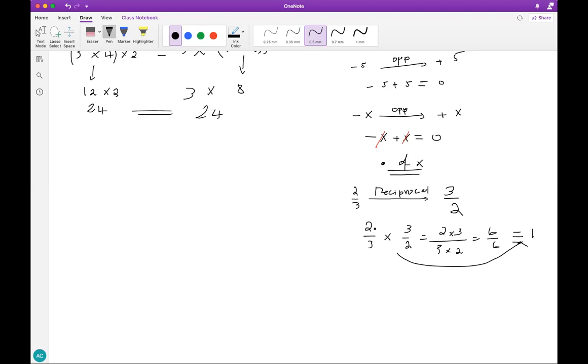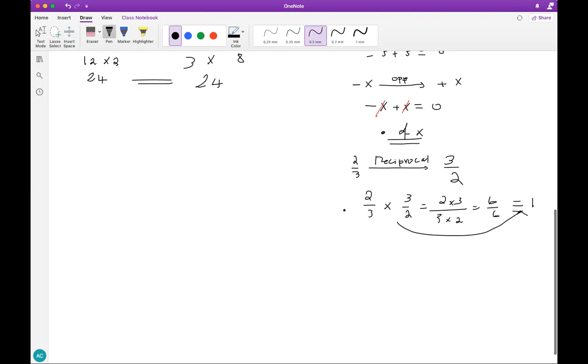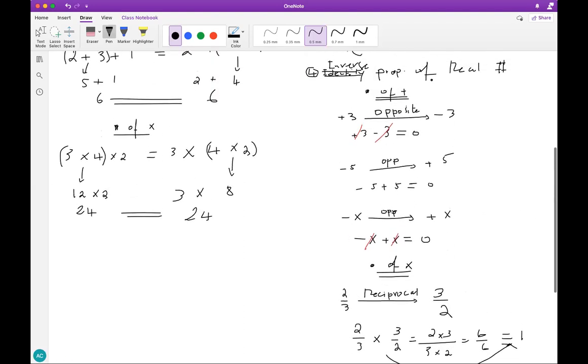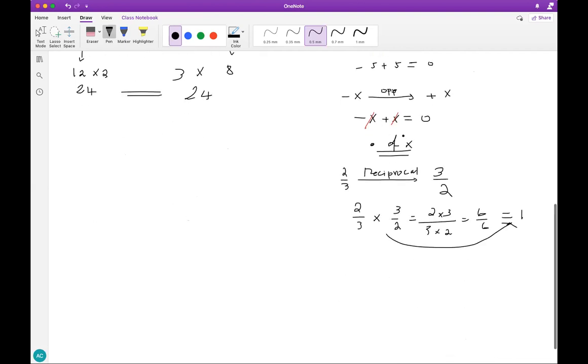We know for a fact it will be something divided by itself, and something divided by itself is always 1. So that's what we mean by the inverse property of multiplication. Take a number, its reciprocal. When you times them, you get 1.